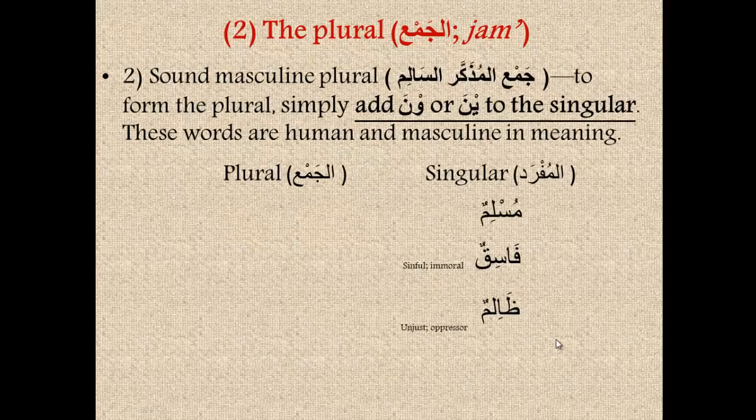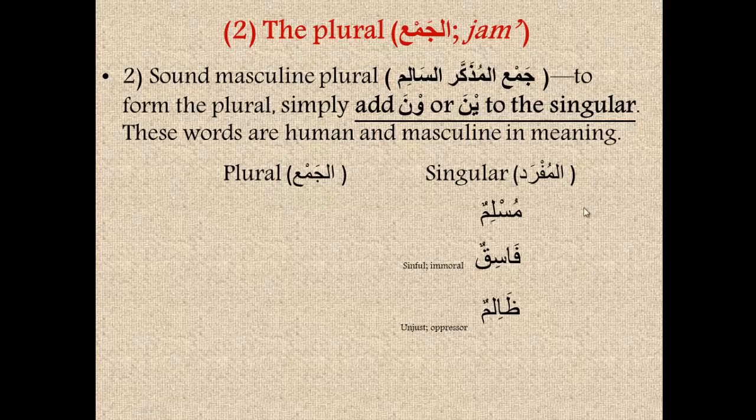Next, we have category number 2, the sound masculine plural, or jam' al-mudhakkar al-salim. To form this type of plural, simply add una or ina to the singular. Una or ina. These words are human and masculine in meaning.